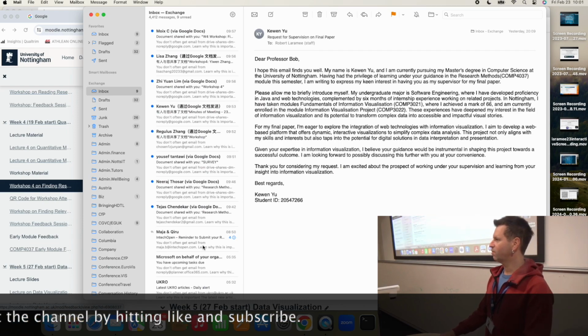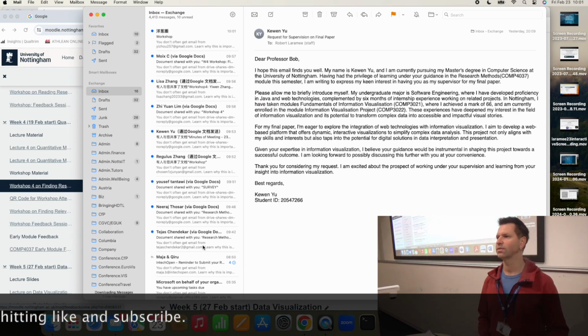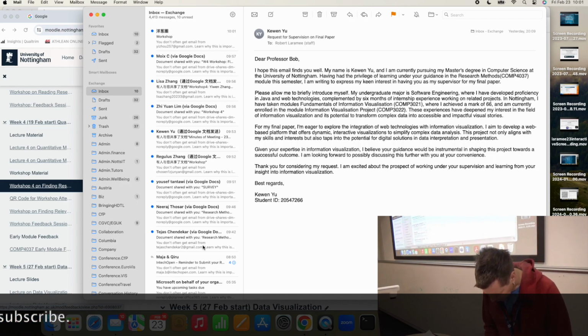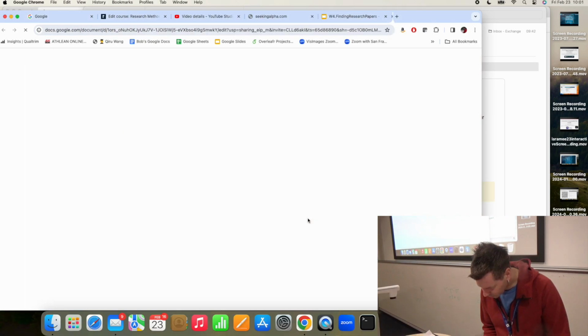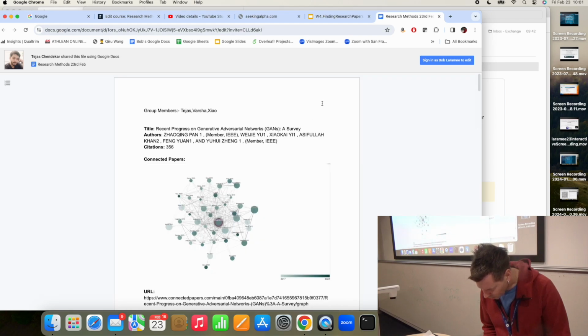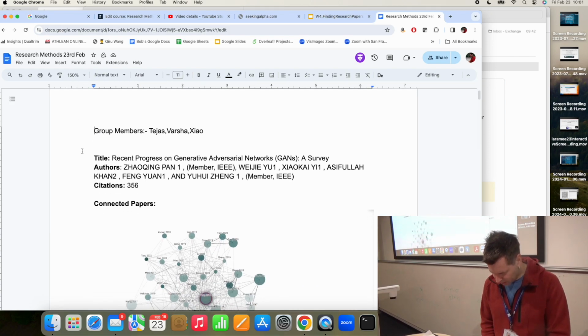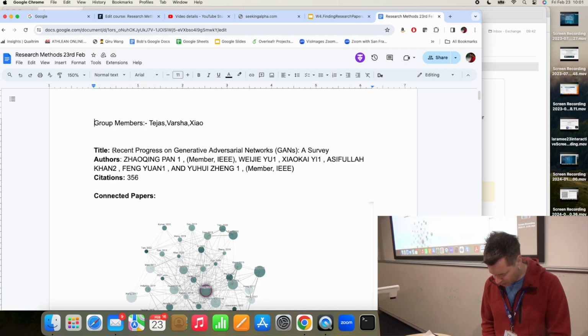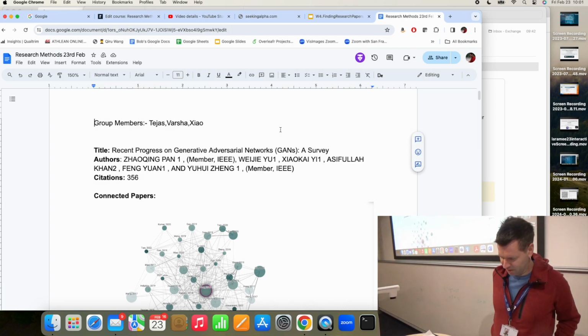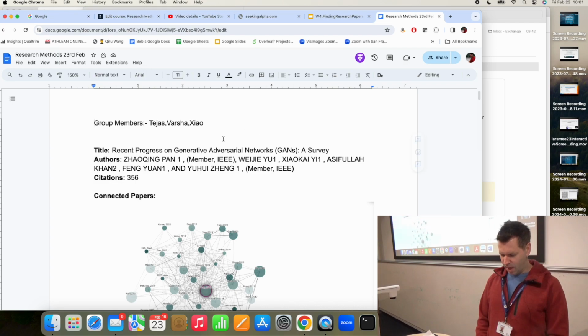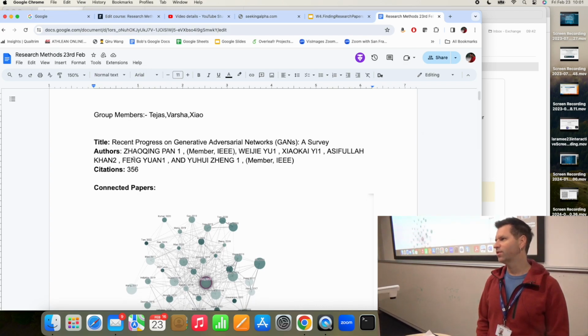Okay, let's start looking at these amazing results. Okay. Recent progress on generative adversarial networks. Oh, I don't know about that topic. Anyways, this is not a full reference, just so you know.